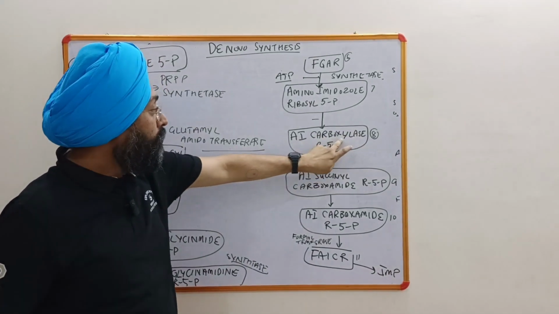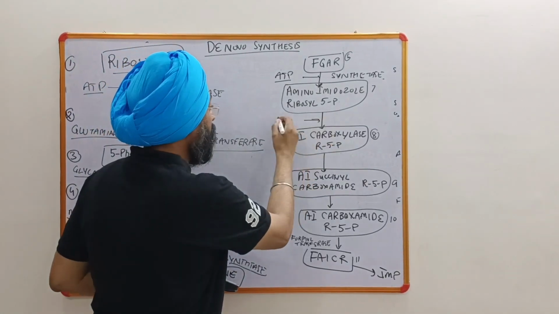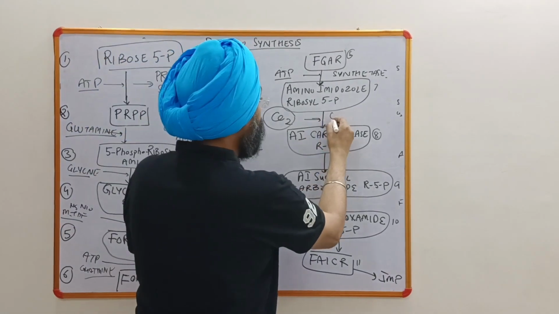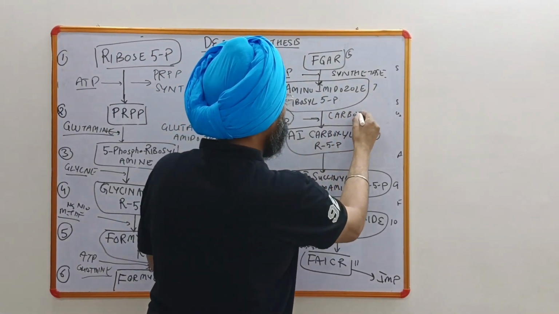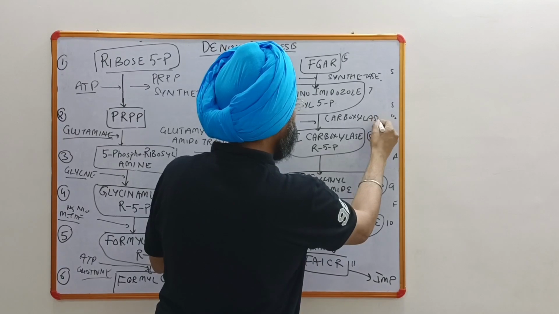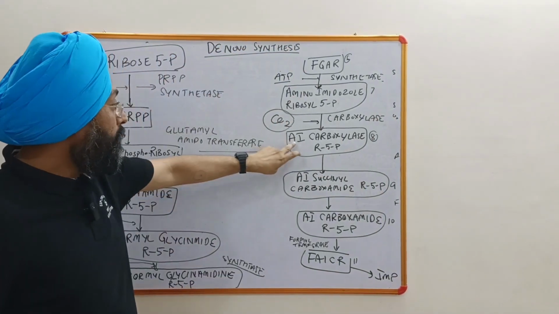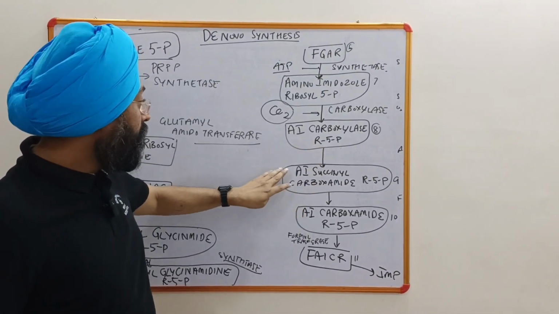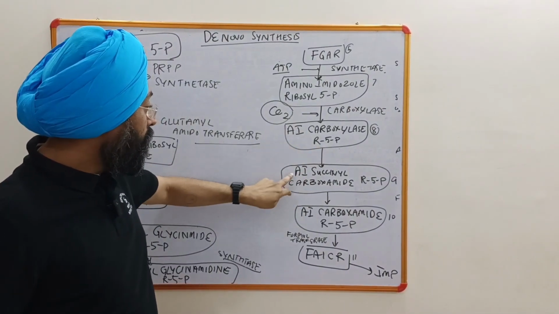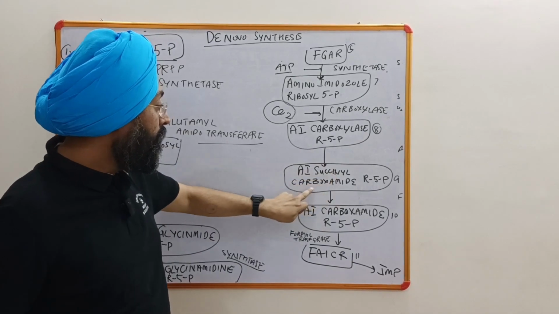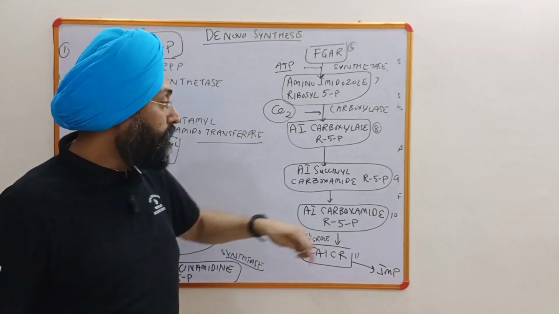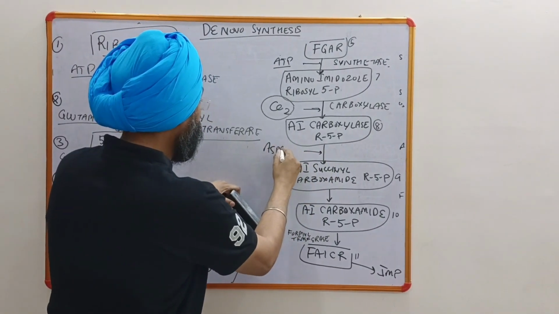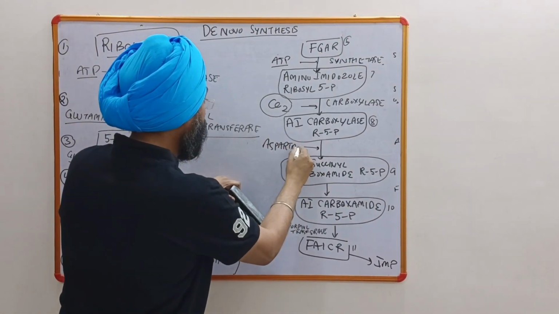So we got aminoimidazole ribosyl 5-phosphate, and the next molecule, the eighth molecule, is aminoimidazole carboxylase ribosyl 5-phosphate. So we are adding carbon dioxide here, right? And the enzyme is carboxylase, right? Now here it is converted into aminoimidazole succinyl carboxamide ribosyl 5-phosphate. So in order to convert it, we are adding aspartate, right?